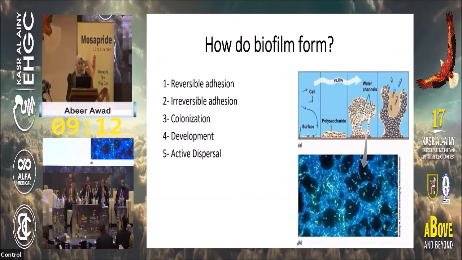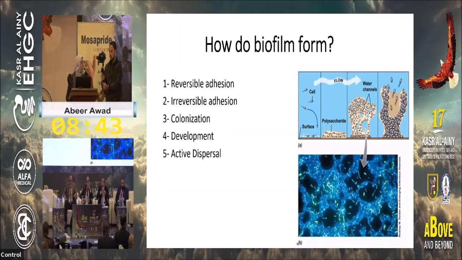So how does biofilm form? There are 5 stages, starting by reversible adhesion. The microorganism adheres to the surface and attaches to it, but irreversibly, when the microorganism has a fimbria or pilia, causing them to attach to each other by irreversible adhesions, secreting the polysaccharides, causing them to colonize and making colonization.